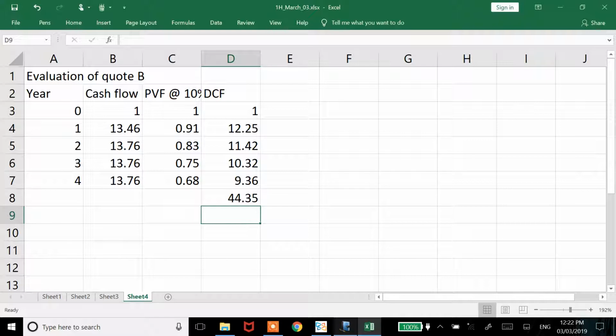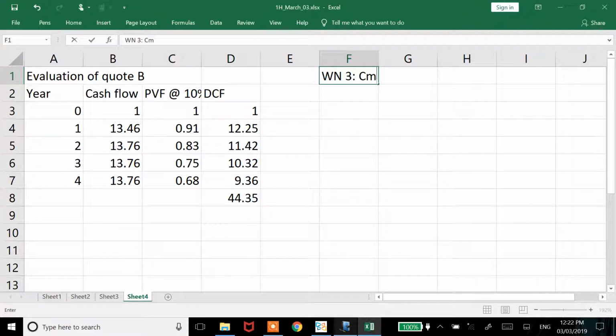Any doubts on 44.35? So in quote A I spent 40 lakh rupees, quote B I spent 44 lakh rupees. Which is better? You cannot decide with this because quote A has a life of 3 years, quote B has a life of 4 years. Next working note, computation of equated annual cost.